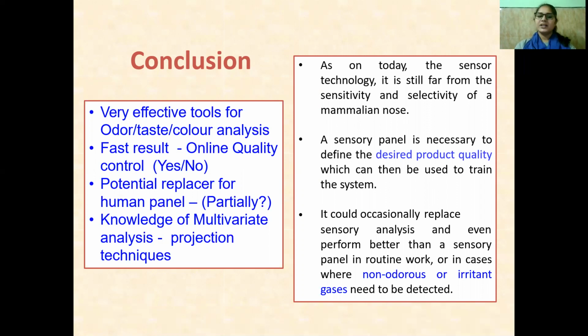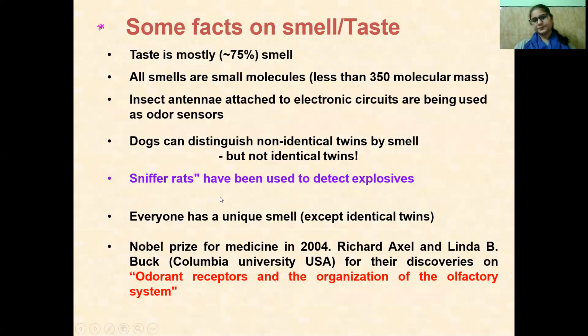Okay, so this needs knowledge of multivariate analysis and projection techniques. As of today, instrumental analysis is still far from the sensitivity and selectivity of a mammalian nose. A sensory panel is necessary to define the desired product quality, which can then be used to train the system. It could occasionally replace sensory analysis and even perform better than a sensory panel in routine work, or in cases where non-odorous or irritant gases need to be detected. Okay, so that is the use of the e-nose.